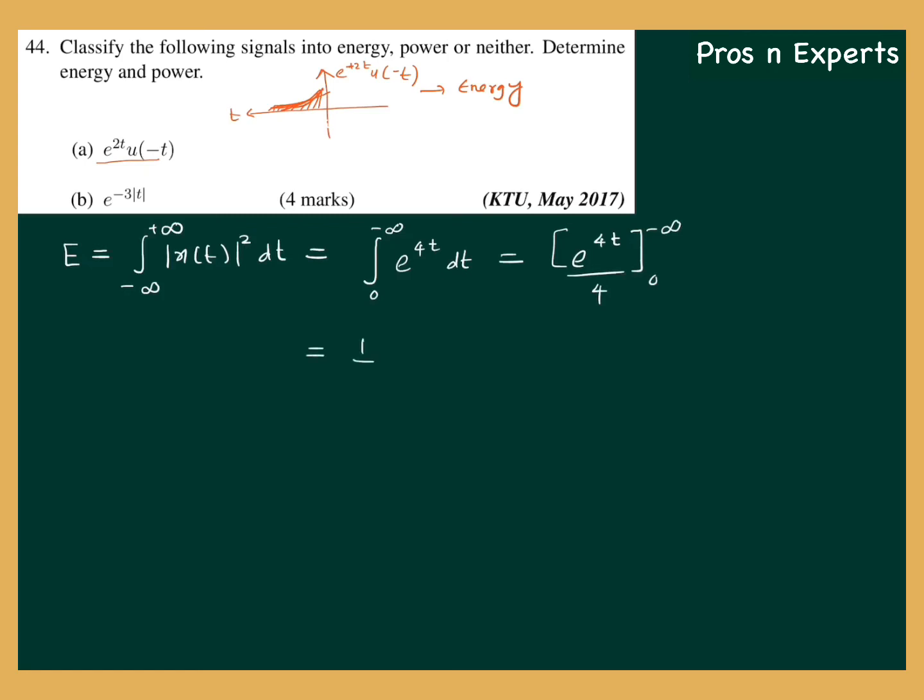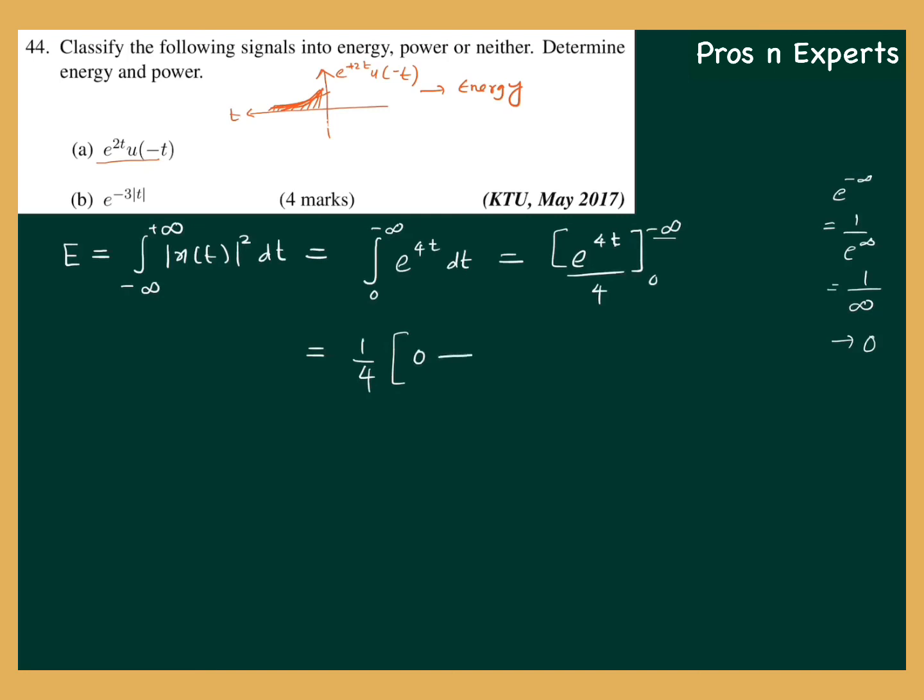That will give you 1 by 4 into e raised to minus infinity, right? If you substitute minus infinity for t, it becomes e raised to minus infinity. And what is e raised to minus infinity? I can write it as 1 by e raised to infinity, right? e raised to infinity is a big, infinite value. So it goes to 1 by infinity, that tends to 0. So e raised to minus infinity is actually 0.